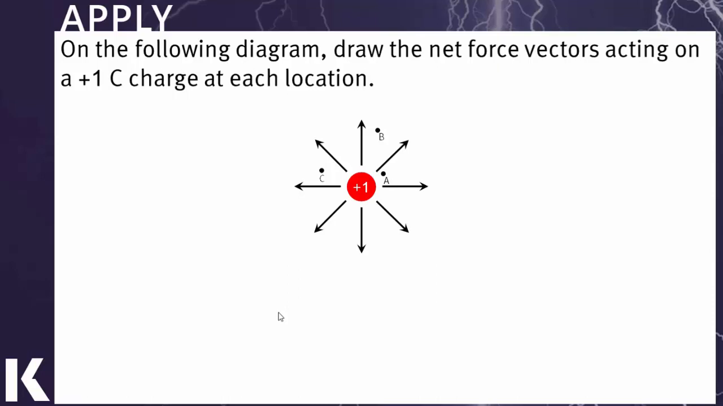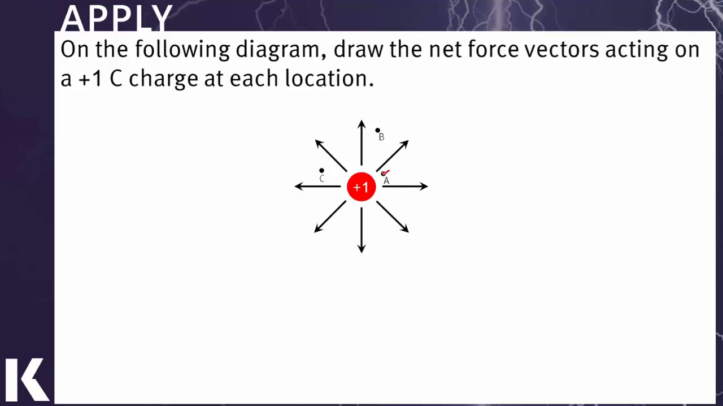And we need to consider both direction and length, magnitude. So looking at A, B, and C, because A is closest to the charge, it should experience the greatest force if we put a test charge there. B is the farthest, it should experience the least force. And then the field for a single charge is just radiating outwards. So this tells us that all of these forces that we draw should be tangent to this field or pointing radially outwards.